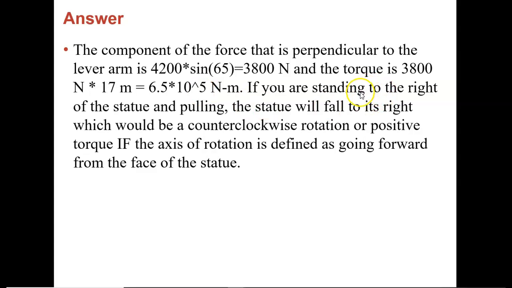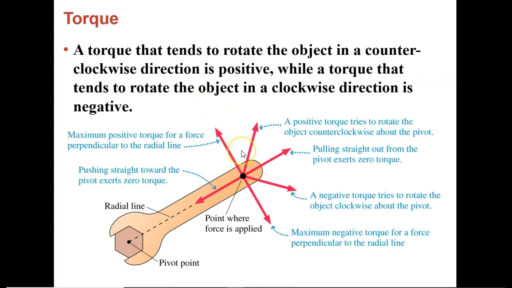So if you're standing to the right of the statue and pull it towards you, the statue will fall to the right, which would make it counterclockwise. This is all about the perception piece. All right, so we found our component force. We made our torque. A torque that tends to rotate the object counterclockwise. Again, torque is the result of a force. It's not a force.